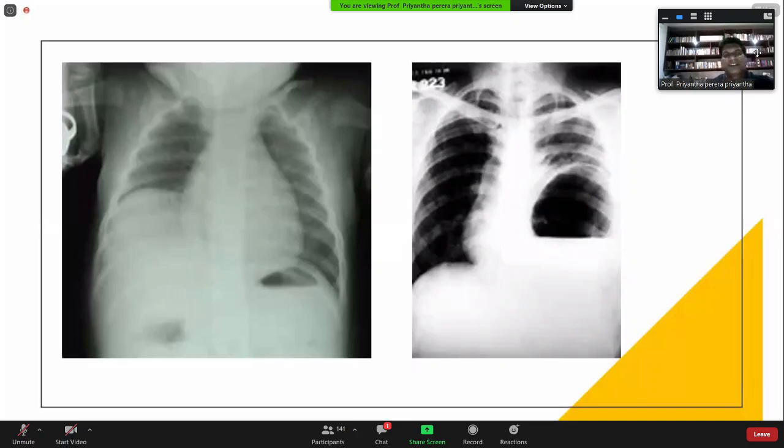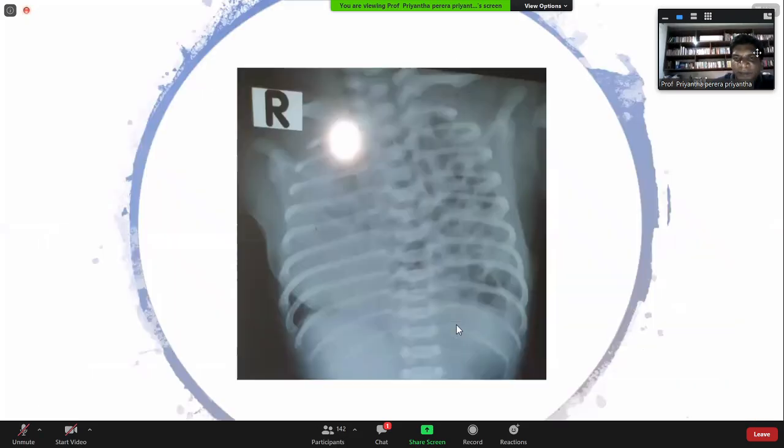Eventration of the diaphragm. You can see here the upper wall of the diaphragm is there. This is the gastric bubble, right? The dome of the diaphragm is there. You can see the dome of the diaphragm. But comparing this with the diaphragmatic hernia, here the diaphragm is down, not there, right?